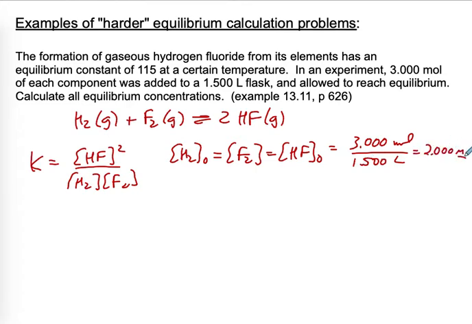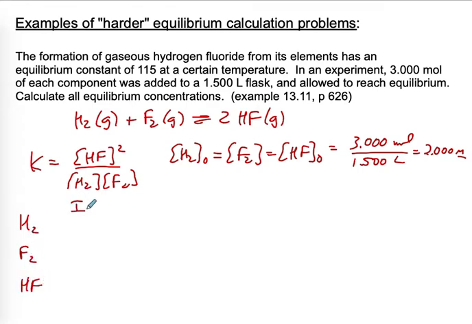Now, normally we would calculate Q to determine whether we have to shift towards the products or reactants in order to achieve equilibrium. That's important. But if our concentrations are all equal, when we plug them into the K expression, we'll see we'll simply get a value of 1. Clearly, K is greater than 1, which means we're going to need to shift to the products. Okay? Now, for these types of problems, the ICE table is really essential.